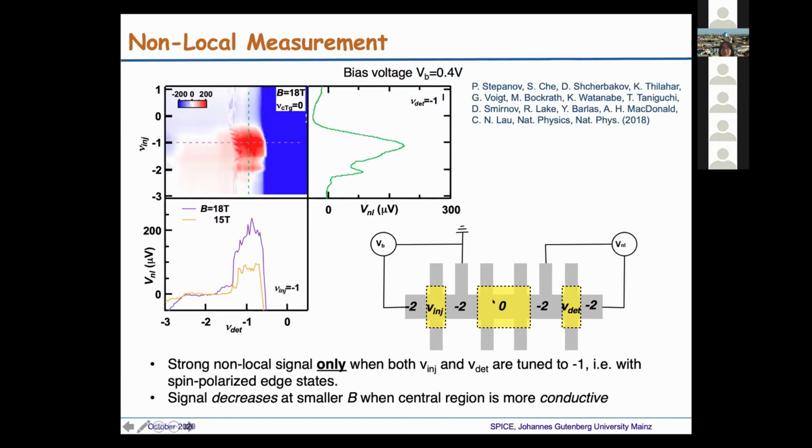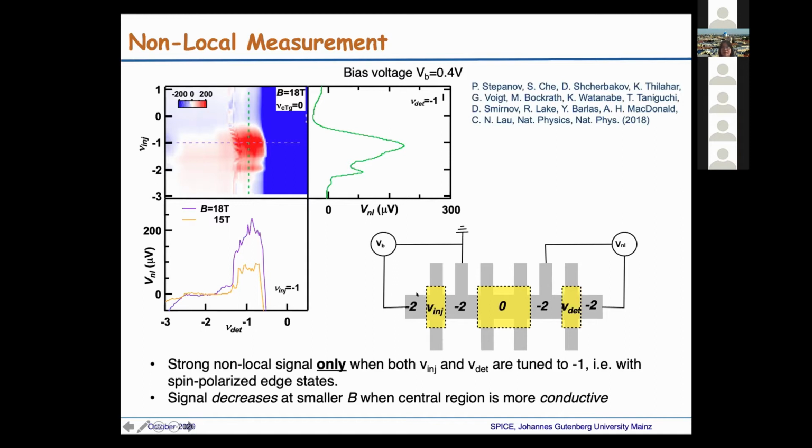So the center is the filling factor 0, and then we have this gray region tuned to filling factor -2, which is the metallic state and has no spin polarization. And now we have one yellow area on the left and one yellow area on the right. The yellow area on the left is the injector region, and here we can use gates to make the filling factor of this region tunable. And same on the detector region.